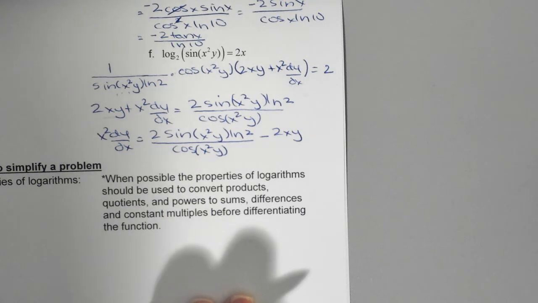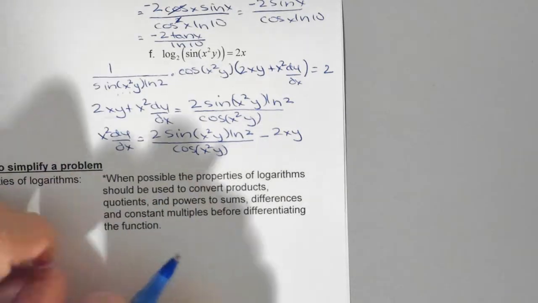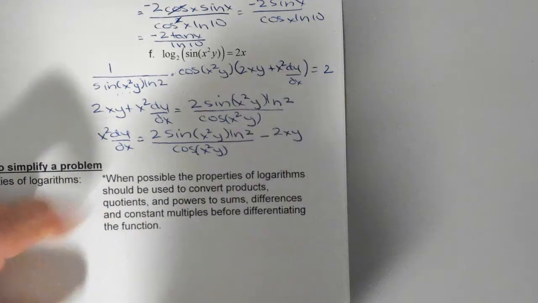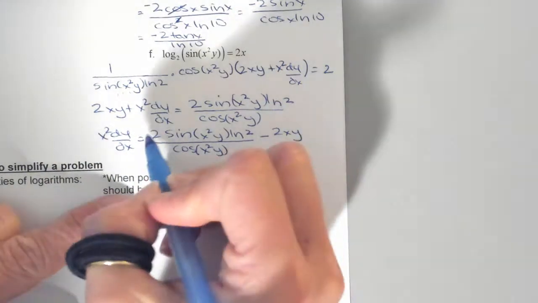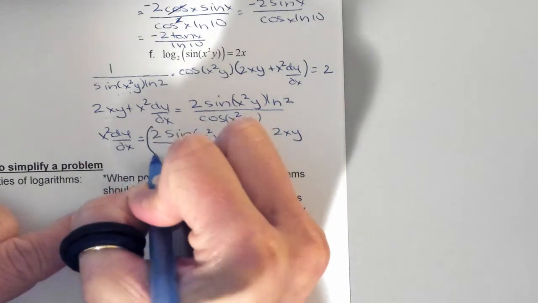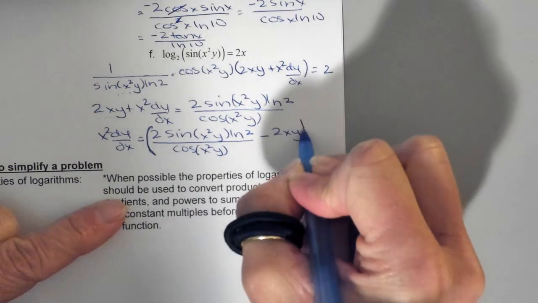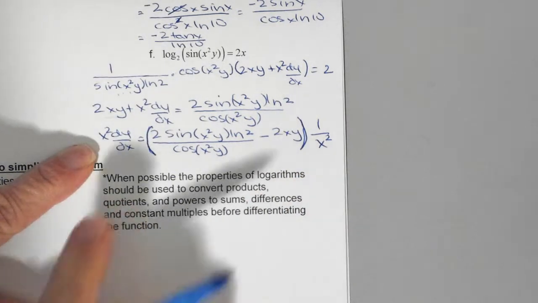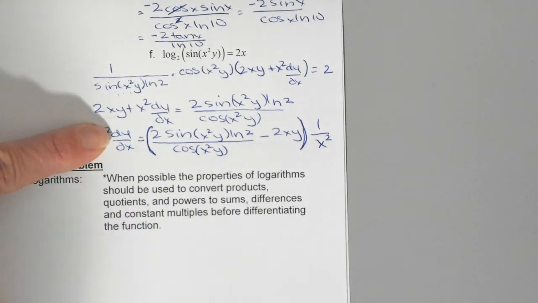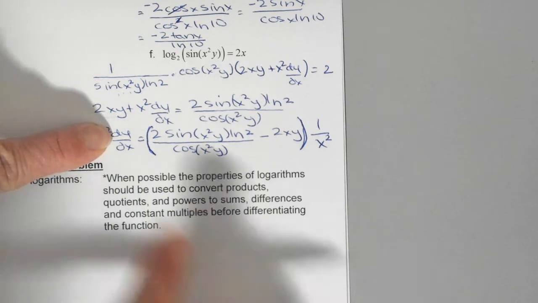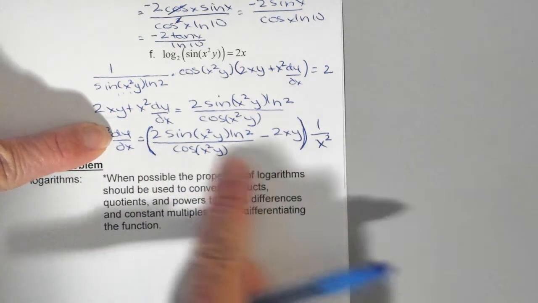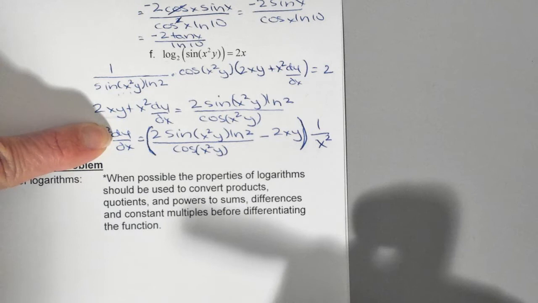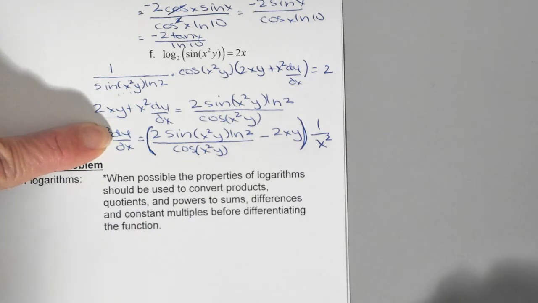What's my last step? Okay, so instead of dividing, can I say multiply by the reciprocal? Well, it's the same thing, right? But this whole thing right here just gets multiplied by 1 over x squared. Okay, and because I ran out of room, this is my answer. dy dx is equal to all that crazy stuff. Questions?